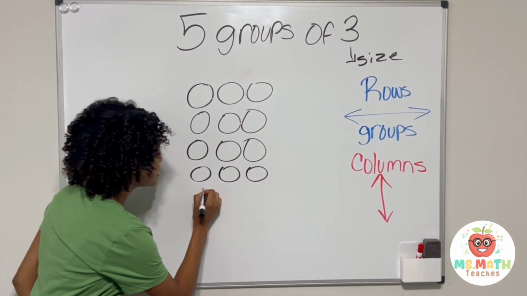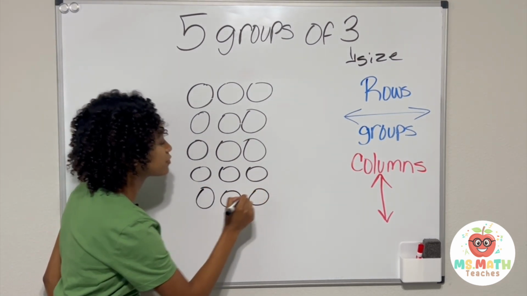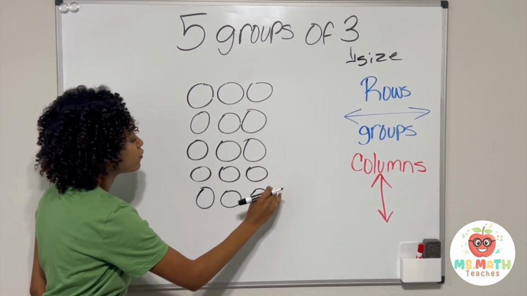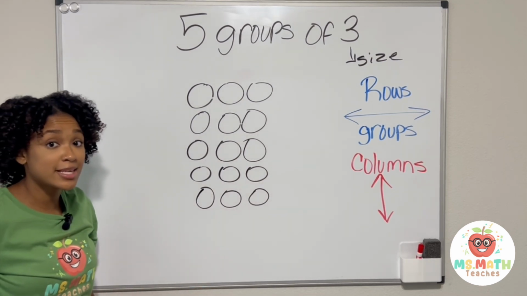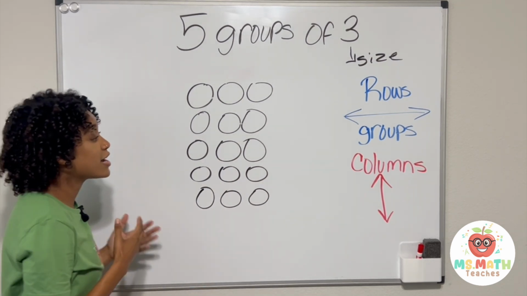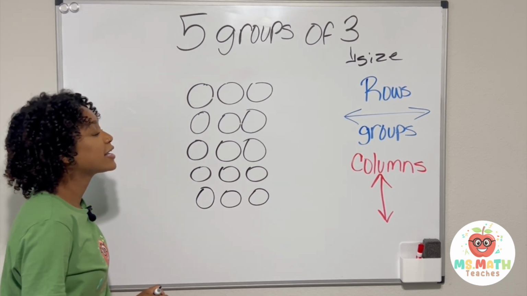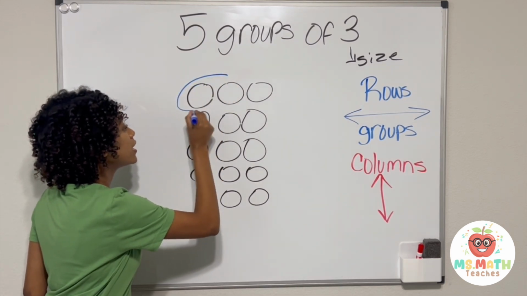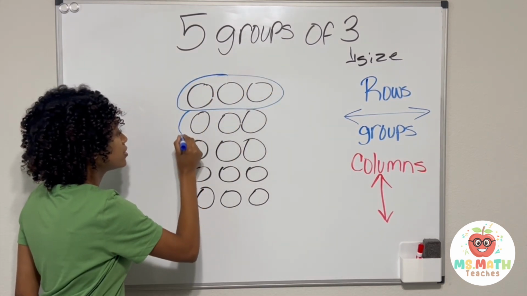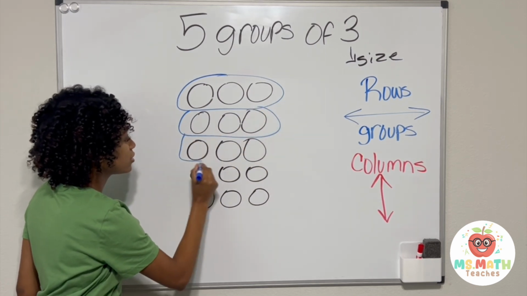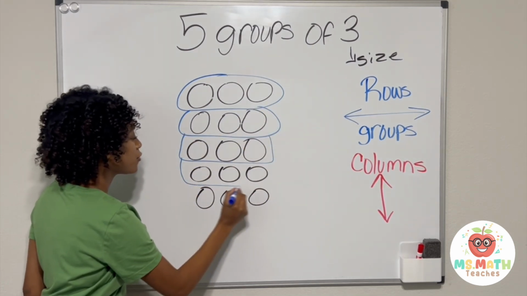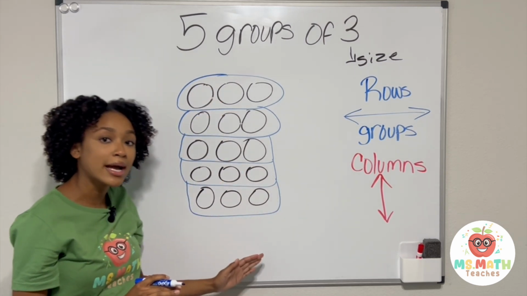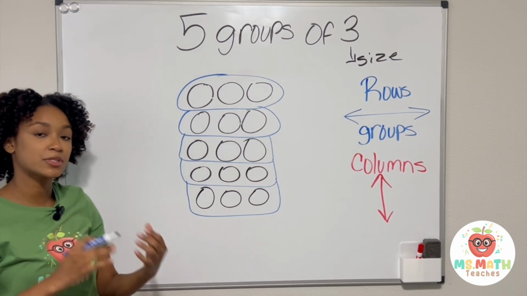And let's add another one and see if we have 5 groups of 3. Let's double check here. 5, 1, 2, 3, 4, 5. How many need to be in each group? 3. 5 groups of 3. Now, if you are unable to see the groups in your head, that's okay. Let's circle our groups. Here's 1 group, 2 groups of 3, 3 groups of 3, 4 groups of 3, and 5 groups of 3. My array has shown me 5 groups of 3.